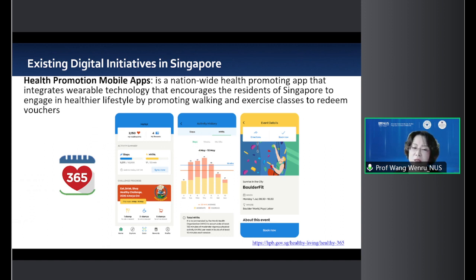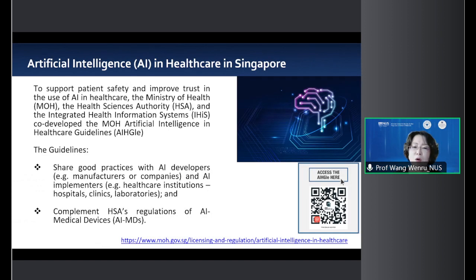Our residents can accumulate steps and redeem supermarket vouchers through the app. This initiative not only promotes healthy behavior like physical activity and healthy eating, but also fosters social bonding through group exercise classes. And in recent years, artificial intelligence has also been increasingly used throughout the healthcare continuum in Singapore, from administration to clinical decision support, to increase system efficiency and to improve patient outcomes.